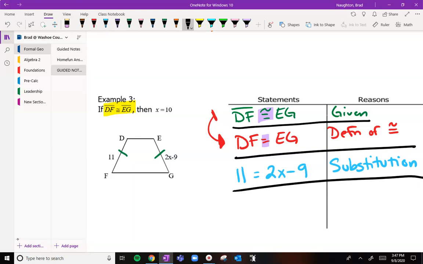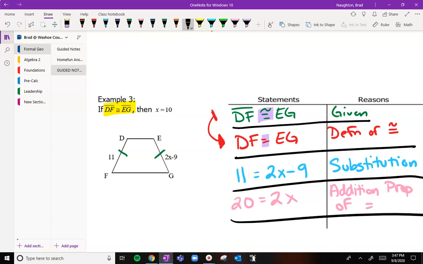Alrighty, now we're going to solve. So I would add 9 to both sides, so I get 20 is equal to 2x. And that's the addition property of equality because we're adding to both sides. Then we're obviously going to divide. So 10 is equal to x.